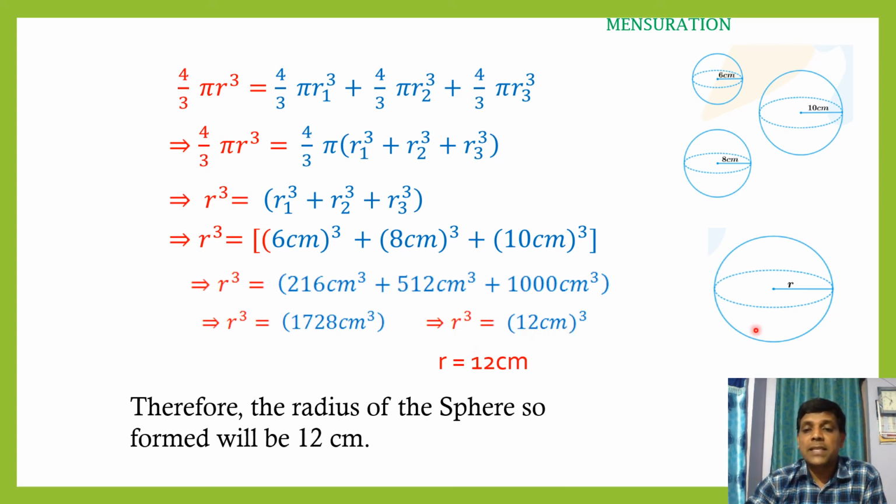Here R represents the radius of the resulting sphere. So R equals 12 centimeters. Therefore, the radius of the sphere so formed will be 12 centimeters. So what is the value of the radius of the new, resultant sphere? 12 centimeters. Okay, let us move on to the next question.